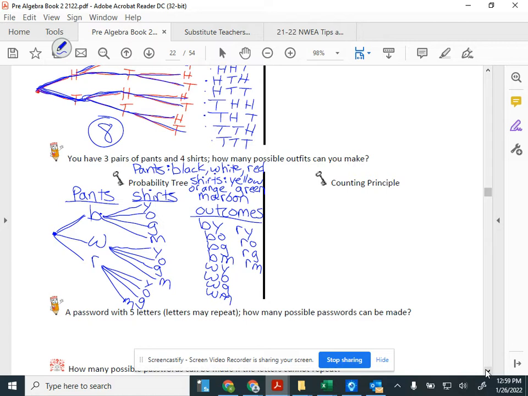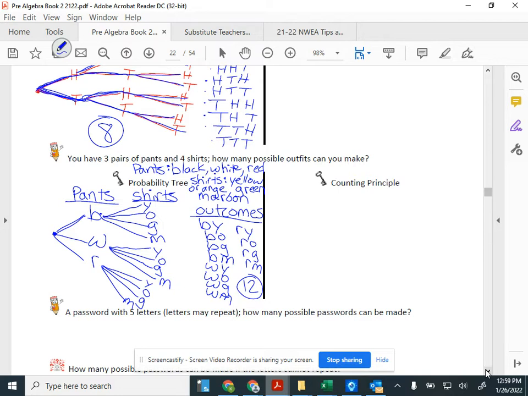So how many possible outcomes would there be? How many possible outfits could you make, Sam? 12. So we counted them all up. There are 12. Any questions on the probability tree? Sorry, I said possibility tree. Possibility, probability, kind of the same thing.